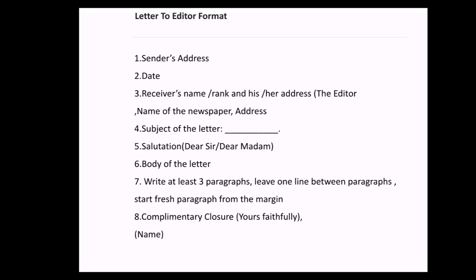Now, the format for writing a letter to the editor. First of all, the sender's address will come, then your date, then the receiver's name, rank and his or her address, like the editor, name of the newspaper to whom you are writing, and then the address. After writing the receiver's name and all, you will write the subject of the letter. Then the salutation, like dear sir, dear ma'am. Then comes the body of the letter. This is the main and important part of the letter.